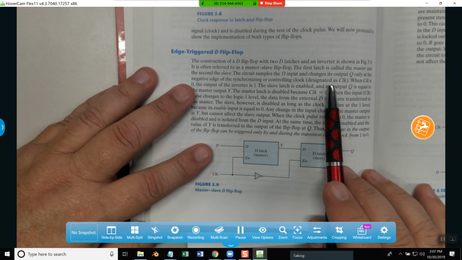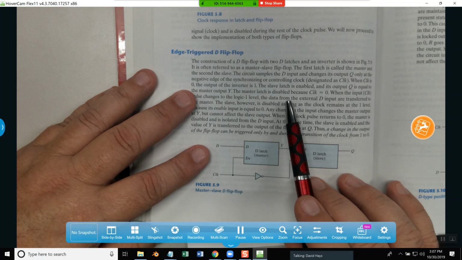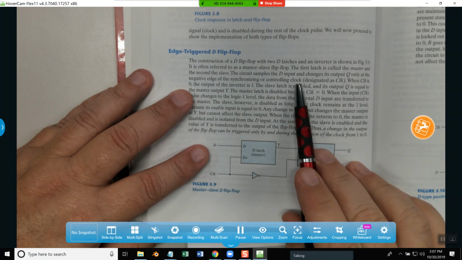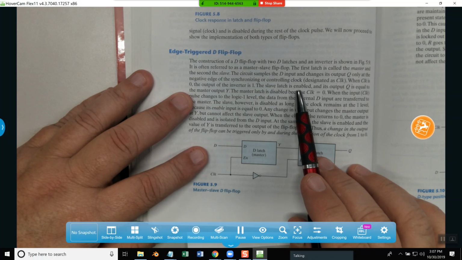Okay, I see. Yeah, because when it's a 0, your enable's 0. So that means that the Y is what's coming through here. That's what you're saying. The slave latch is enabled and its output Q is equal to the master output Y. Because the 0 coming in here goes to this inverter into 1, so that's enabled. So that means whatever the value is here is just going through.